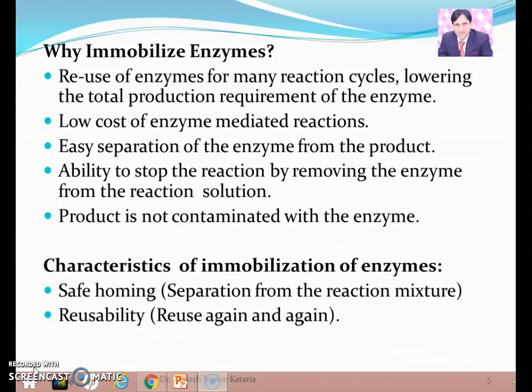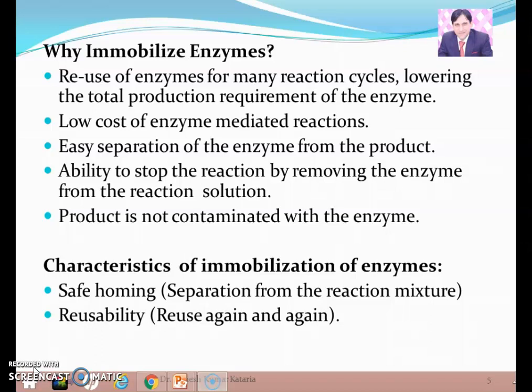Once enzyme is anchored on certain surfaces, we have the ability to stop the reaction by removing enzyme from the reaction solution. And moreover, the product is not contaminated with the enzyme, as enzyme is separated after the reactions. Characteristics of this particular immobilization of enzyme.